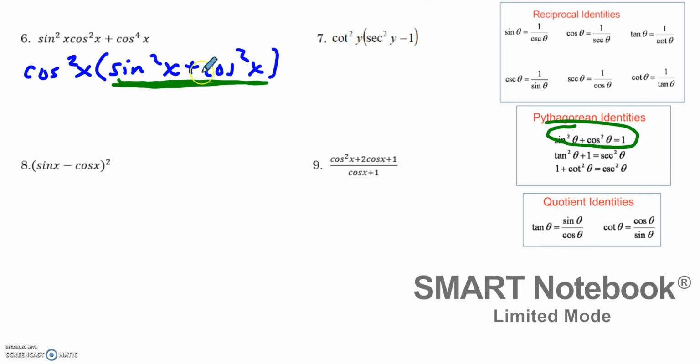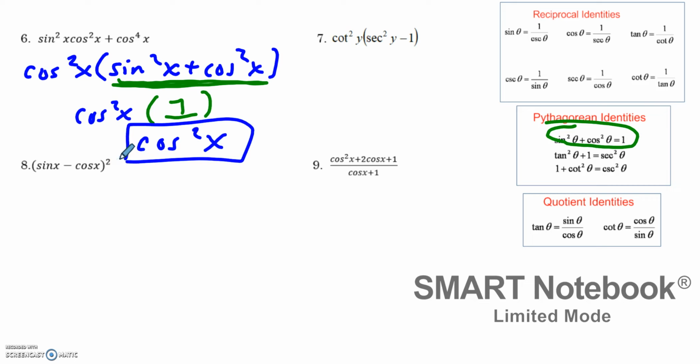So that means that this sine squared plus this cosine squared must also equal 1. So in this problem, what you're doing is taking 1 and multiplying that by cosine squared of x. 1 times anything is what we started with. So my final answer is cosine squared of x.